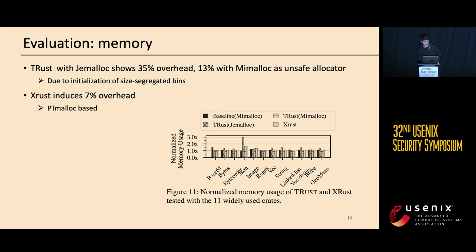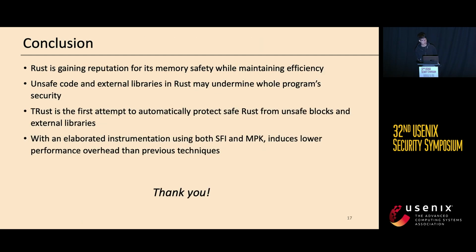We measured memory usage on 11 widely used Rust crates and compared it with X-Rust also. And the result came out as T-Rust with JMalloc showing 35% overhead and 13% with memalloc as the unsafe allocator, while X-Rust induces 7% overhead. We deem this result is due to allocator characteristics, where bin-based allocators such as JMalloc are known for their initialization overhead of size-segregated bins. In conclusion, Rust is gaining reputation for its memory safety while maintaining efficiency.